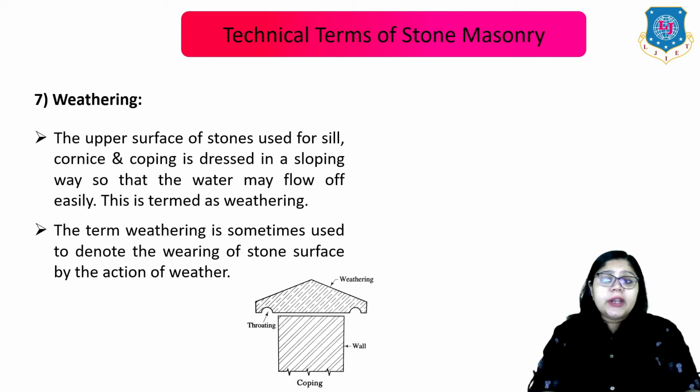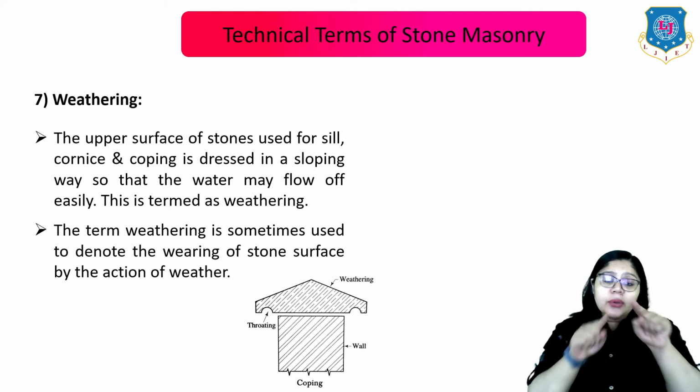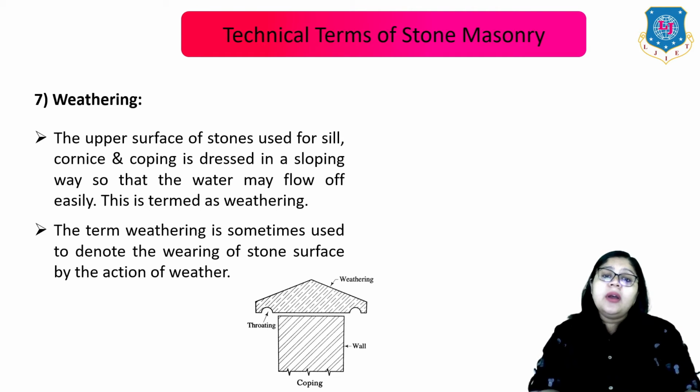Seventh one is the weathering. The upper surface of stones used for sill, cornice and coping is dressed in a sloping way so that the water may flow off easily. This is termed as the weathering. The term weathering is sometimes used to denote the wearing of stone surface by the action of weather. Here you can see how this inclined portion is termed as weathering.